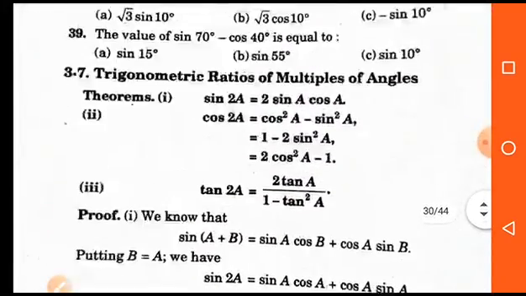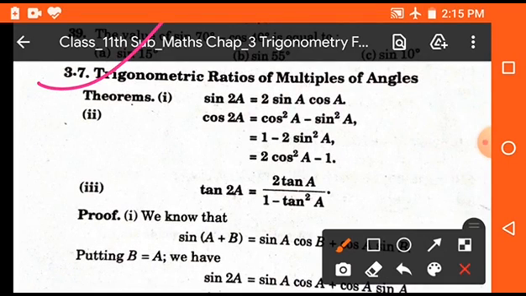Now student, here we will discuss some trigonometrical ratios of multiple angles. It means that here angles are not given in single form. It is given by multiplication with any other numbers. For example, sin 2A is 2 times of sin A into cos A. Cos 2A is equal to cos square A minus sin square A, 1 minus 2 sin square A, or 2 cos square A minus 1.